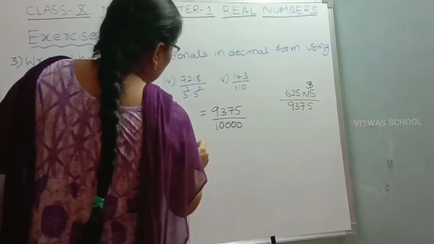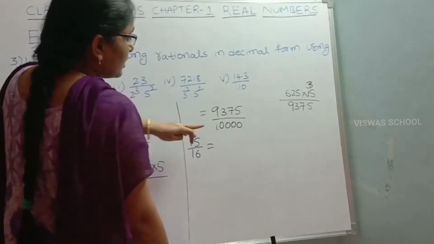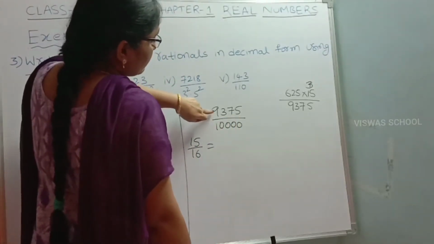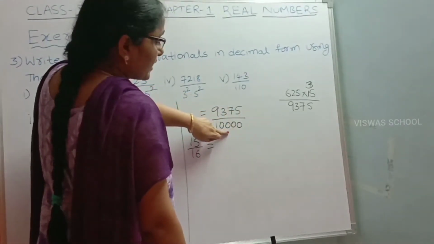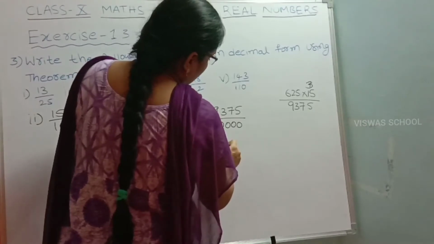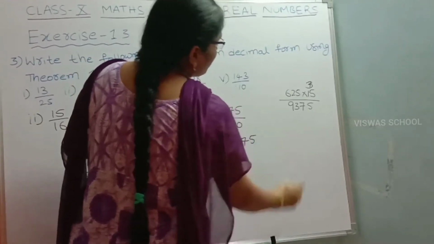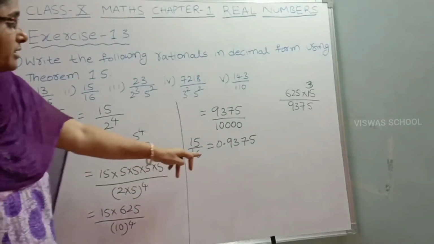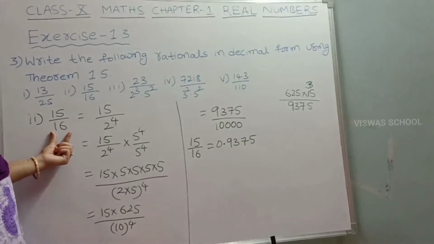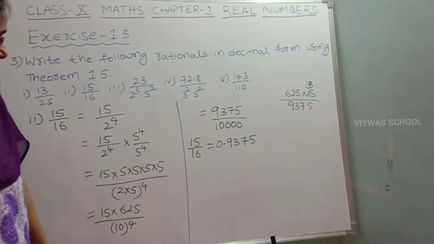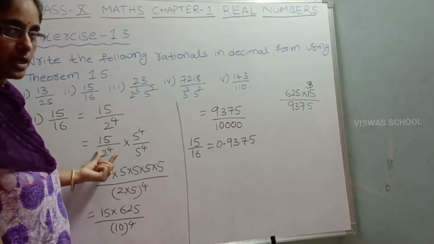Now 15 by 16 equals, the decimal form of this: here we have 9375 in the numerator and 10,000 in the denominator. It can be written as 0.9375. This is the decimal form of 15 by 16. Here first we are converting the denominator part into 2 power n into 5 power m.